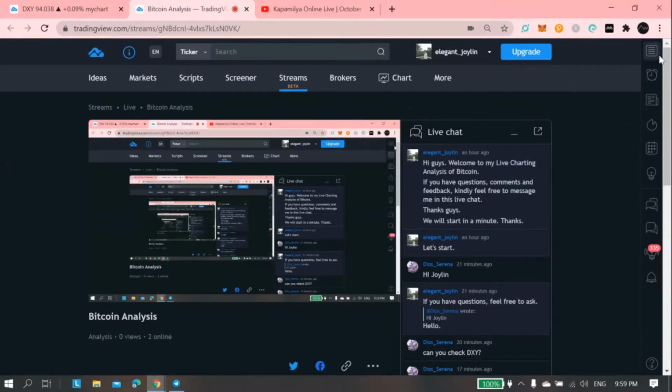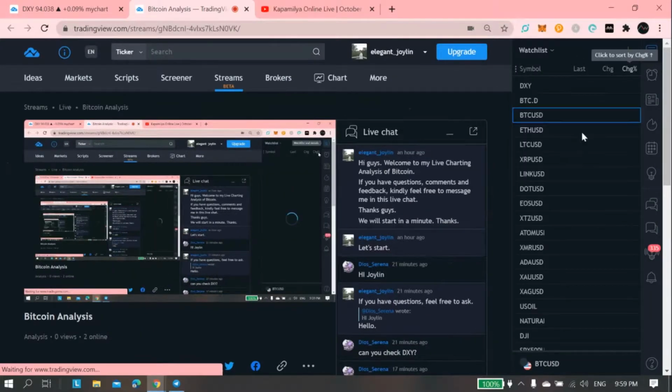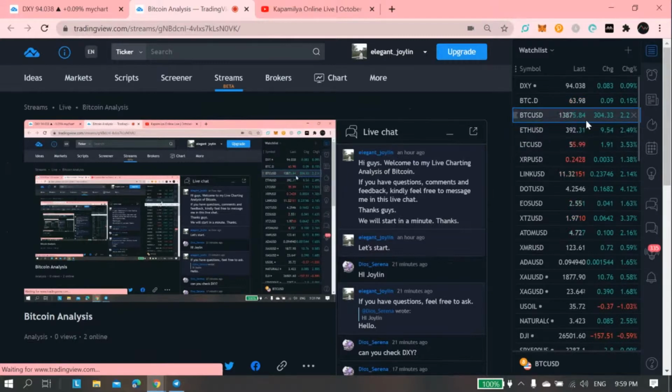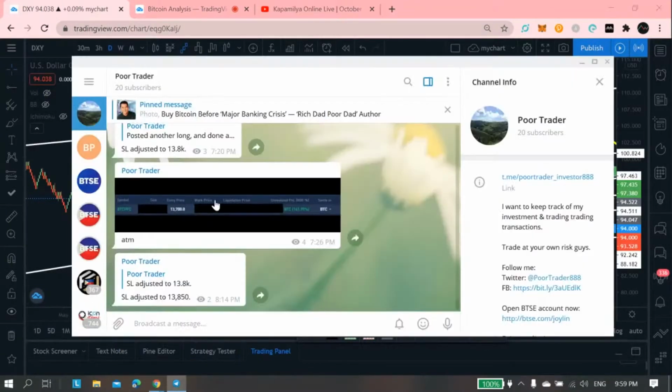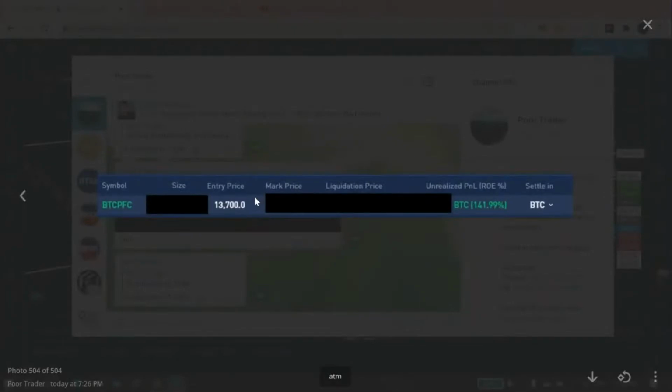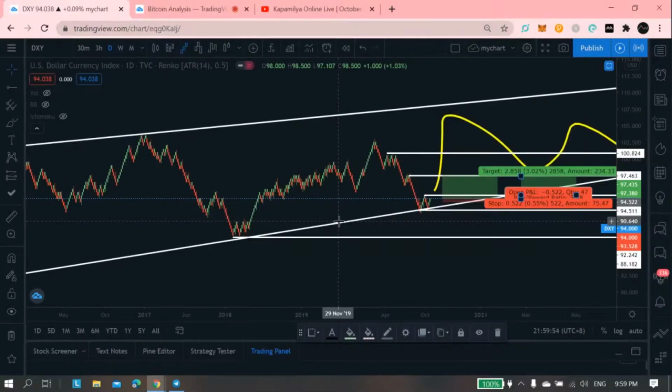Wait, I think I got stopped out in my long position in Bitcoin Perpetual. I opened it at 13,700, and then I adjusted the stop loss to 13,850. That's how I trade if I'm not using the market trailing stop when I'm looking at the market.